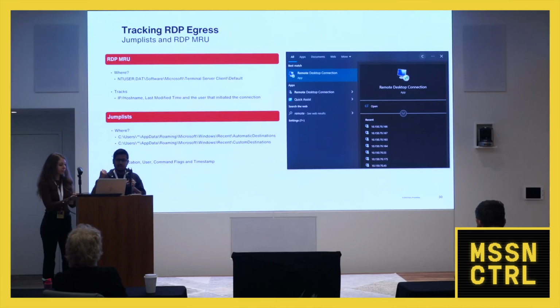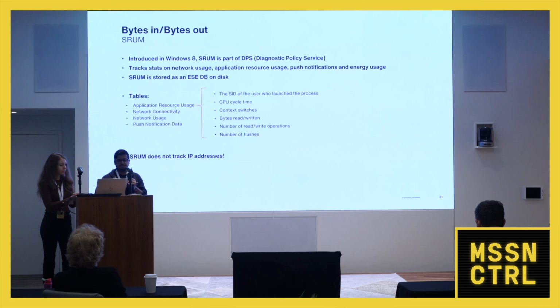Egress, you can track through the MRU and jump lists. Both, again, are user-specific artifacts. You can get the IP address, the time, and the user that initiated that egress connection. In terms of data exfiltration, obviously we want to rely on firewall logs to determine the number of bytes that were sent out and stuff like that. But when you don't have that, SRUM is a really good artifact to use to determine that data.